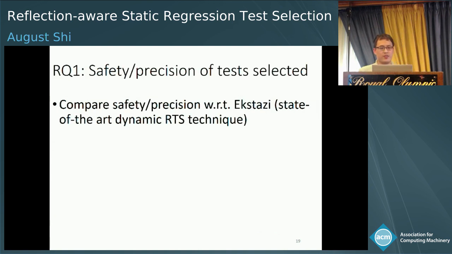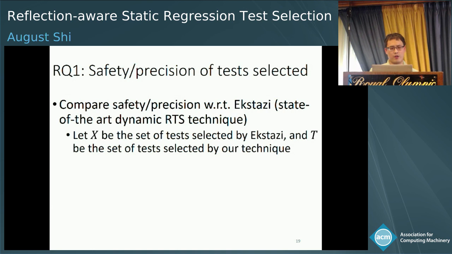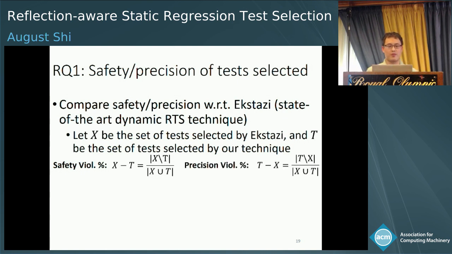RQ4 is the safety and precision of the tests selected, and basically, are we selecting too many or too few tests? We're comparing this with respect to Ecstasy, which is a state-of-the-art dynamic test selection tool. What we're going to measure is, first, what are the tests selected by Ecstasy, that's X. And T, let's say, is the tests selected by one of our techniques. So we want to see if there are any safety violations. Basically, are we missing some tests that Ecstasy selected that we should select? And precision violations are the opposite. Are we selecting too many tests, more tests than Ecstasy said we should select, and therefore we're too imprecise.